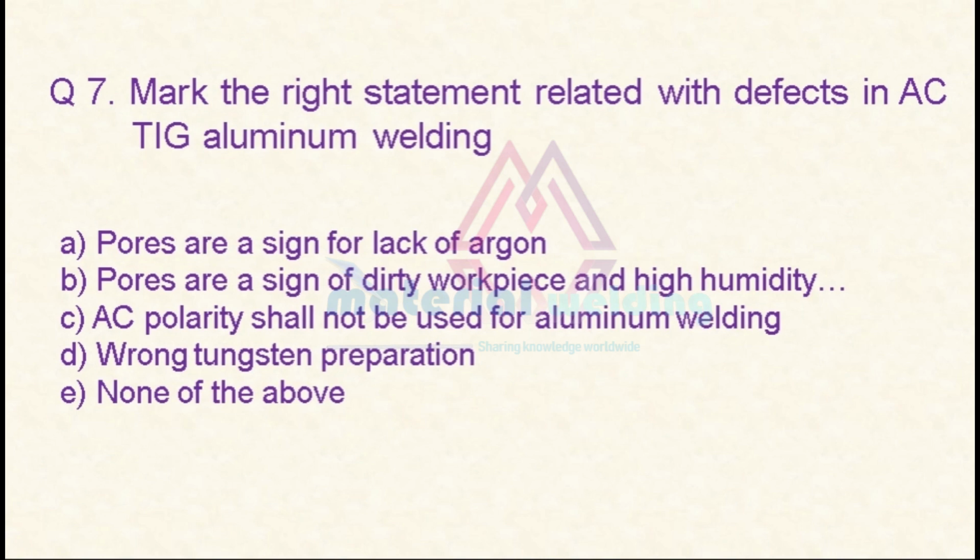Question 7. Mark the right statement related to defects in AC TIG aluminum welding. A. Pores are a sign of lack of argon. B. Pores are a sign of dirty workpiece and high humidity. C. AC polarity shall not be used for aluminum welding. D. Raw tungsten preparation. E. None of the above.